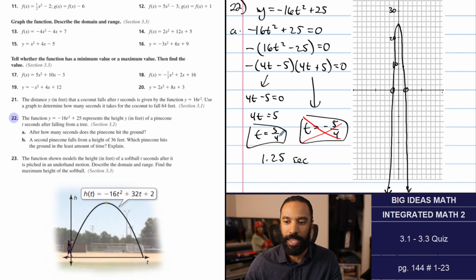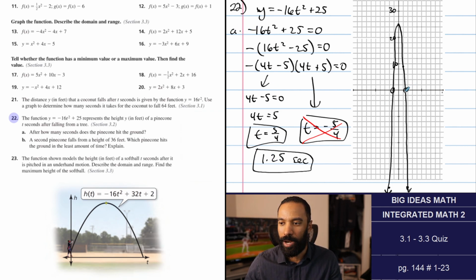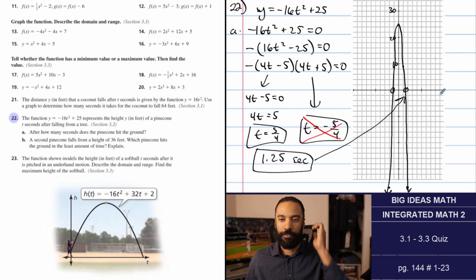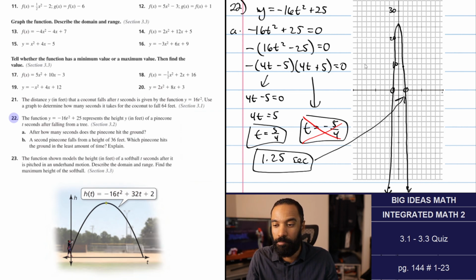Like that. That's part A. So that's what we're hitting right there. That's this guy. Boom. I feel so bad about number 21. I'm so sorry about that. Yeah, 8 seconds is a long time for something to drop to the ground.